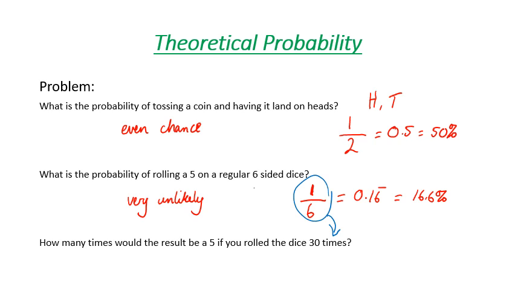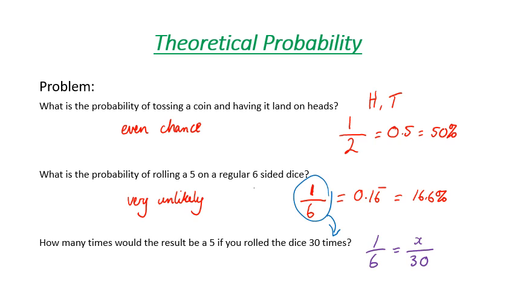So the third question here says, how many times would the result be a 5 if you rolled the dice 30 times? Well, we know that the probability of rolling a 5 is 1/6, and we want to roll it 30 times. So if we roll it 6 times, we get a 5 once. If we roll it 30 times, what would we get?